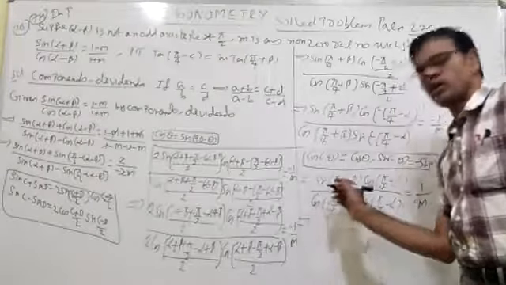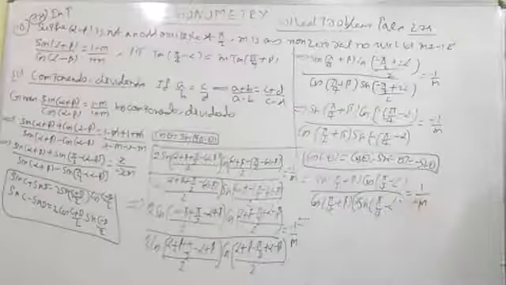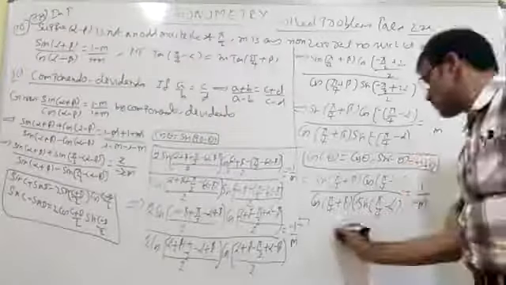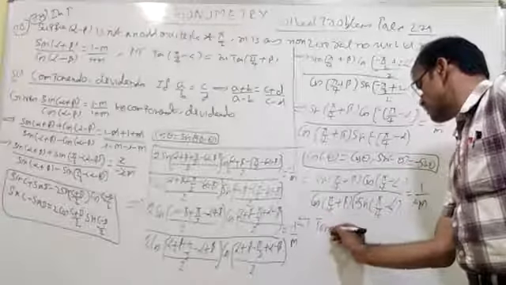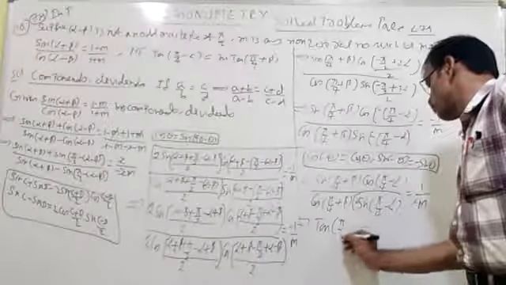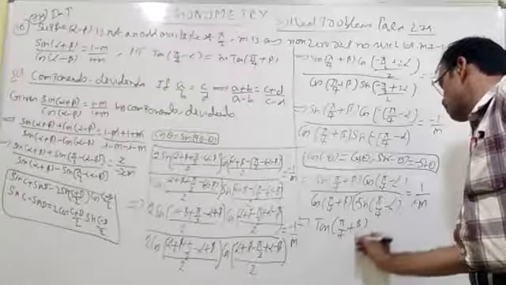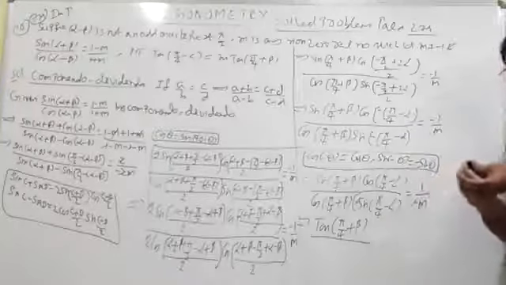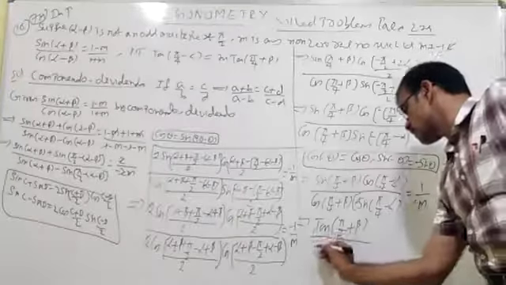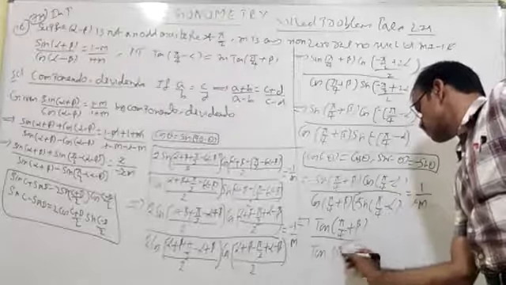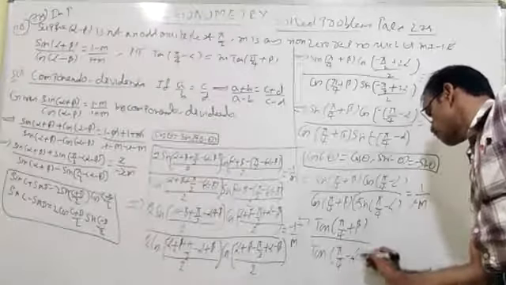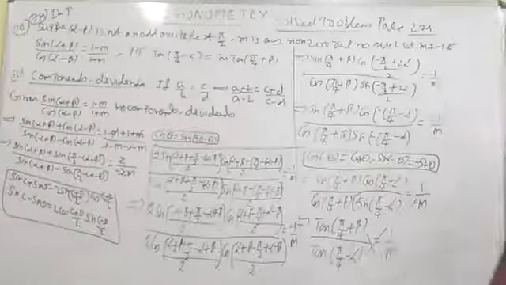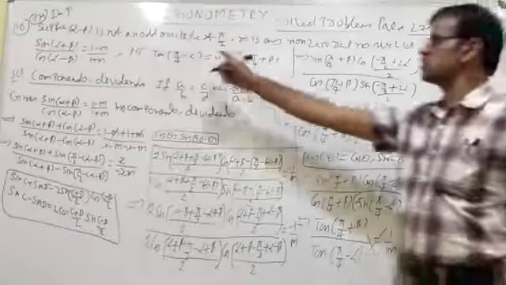Now you can understand the value. Sin theta by cos theta is tan theta, and cos theta by sin theta is cot theta. Otherwise, you can write like this directly: tan of pi by 4 plus beta by, because this cos is taken down, it becomes sin by cos. Sin by cos term will become tan of pi by 4 minus alpha is equal to 1 by m. Now take cross multiplication. By taking cross multiplication, you will get the value.